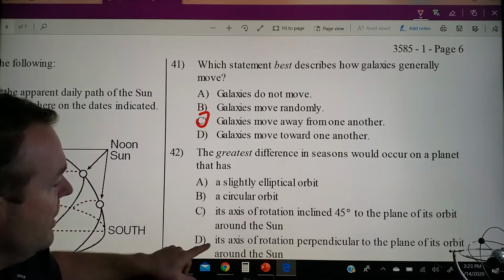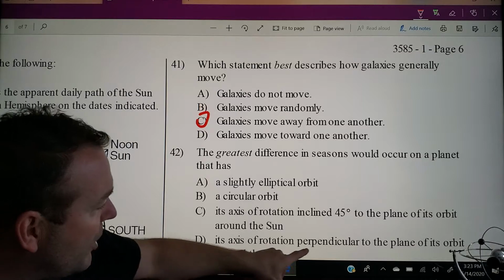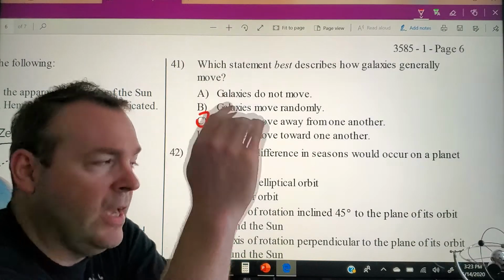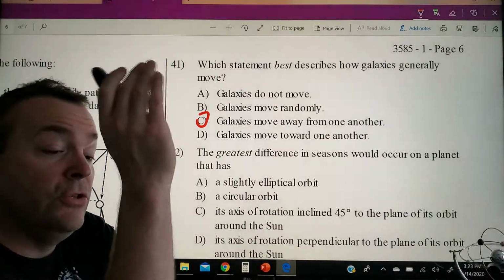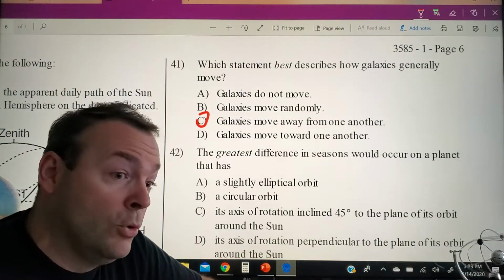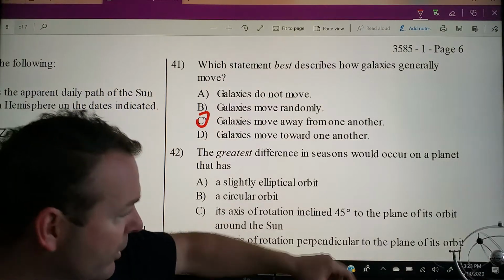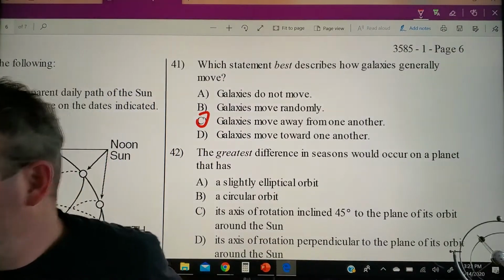Oh, I'm just looking at D here. If the axis of rotation were perpendicular, what that means is no tilt at all. Okay, so if that confuses you, that means no tilt. So if there were no tilt, there'd be no seasonal change. All right, so rule out D there. Got to go with C. 45 is an extreme tilt for a planet.